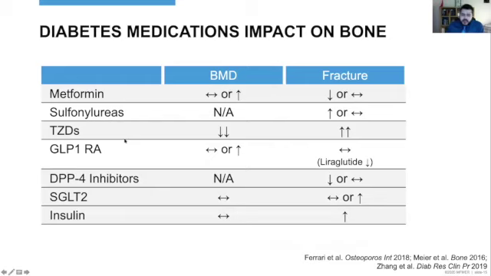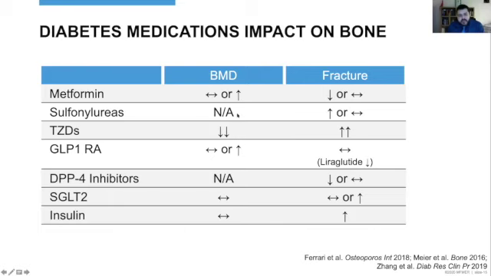This is data that's collected by the IOF working group, but I updated it based on more recent data in the past 2 years since publication. Kind of bottom line here, TZDs are the worst. They decrease BMD, they increase risk of fracture. There is no doubt about that.